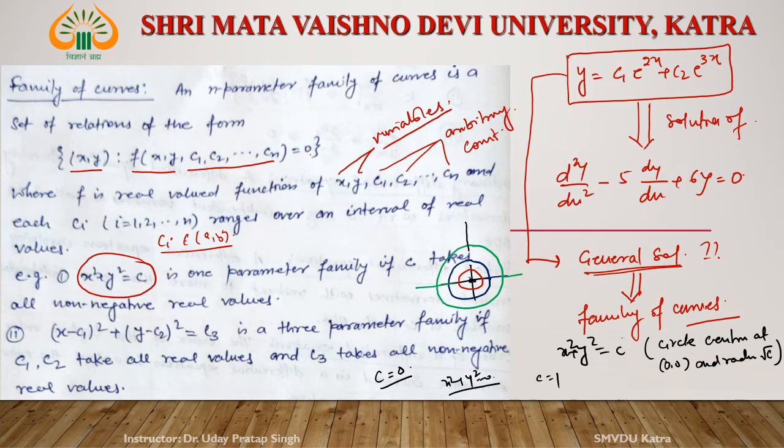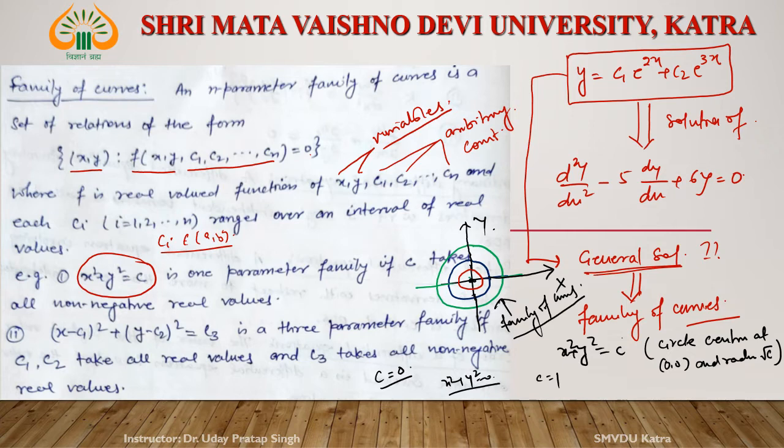So for different values of c, we got many curves, and this is known as a family of curves. This is known as a family of curves. So generally the solution of the differential equation is the family of curves. Okay.